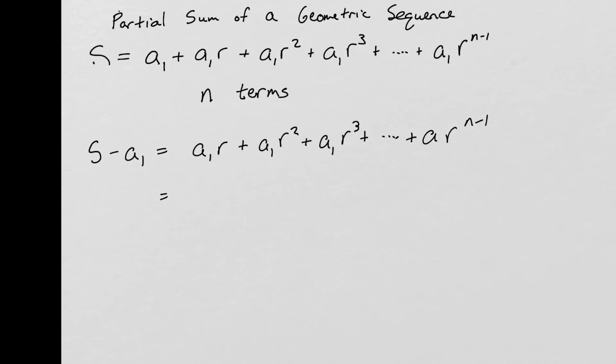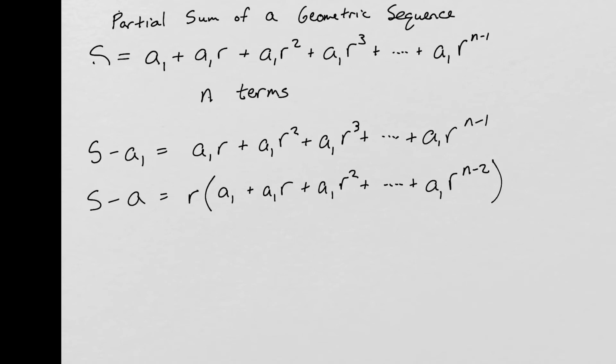Sorry, that was the erase button. I want the draw button. So this is going to be R multiplied by A1 plus A1R, because I'm just factoring out an R, so the powers are all going down by 1. A1R squared plus ... plus A1, oops, there should be a 1 there, A1R to the n minus 2, because it's 1 less than n minus 1. And what we want to recognize is that this whole thing in parentheses is really, really similar to this whole thing at the very beginning, this whole thing up here, except it's missing this term.